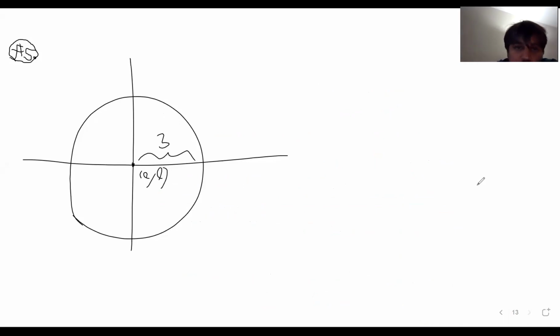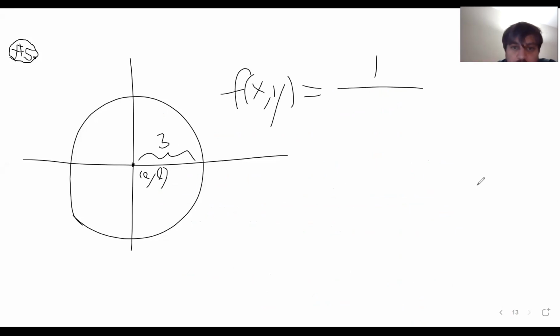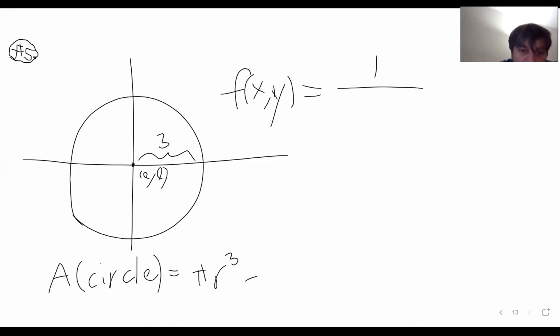Okay, and so the PDF of x and y is equal to 1 over the amount of space that circle makes up. And so how much area does a circle make up? The area of that circle is equal to pi r squared, where the radius is 3. So this is equal to pi times 3 squared. So this is 9 pi. 3 squared is 9. So this is 1 over 9 pi.